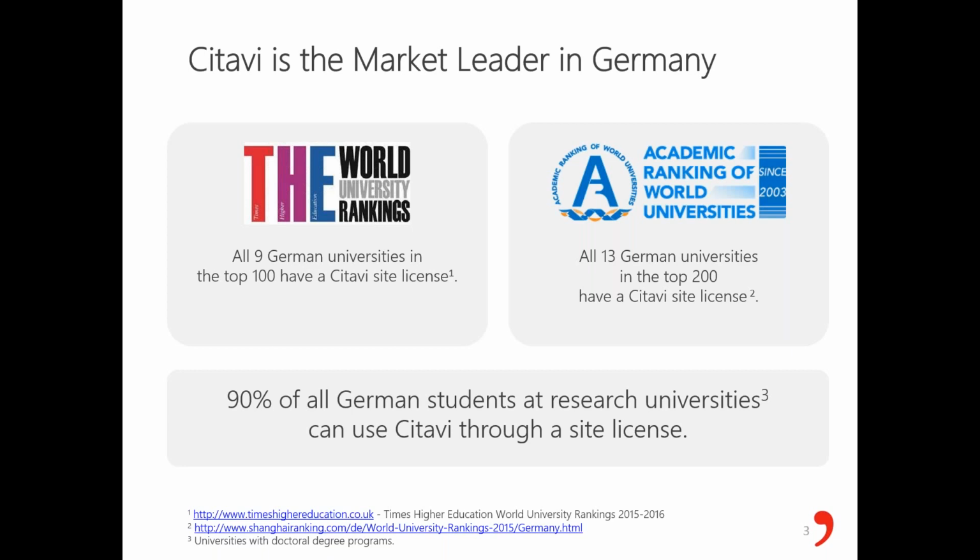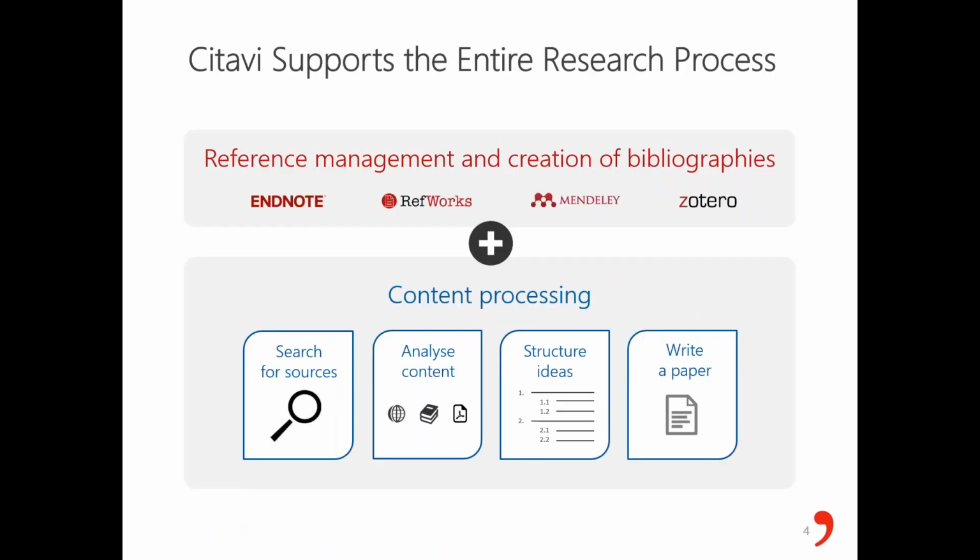So why are we the top in Germany for this type of software program? Well, Citavi supports the entire research process. You might have heard of some other programs like EndNote, RefWorks, Mendeley, or Zotero. Those are all called reference management programs. And Citavi has this reference management component as well. So it helps you bring in sources related to a research project and manage those sources, and then create bibliographies in the citation style of your choice. And that's what all of these programs can do as well that you see up at the top.